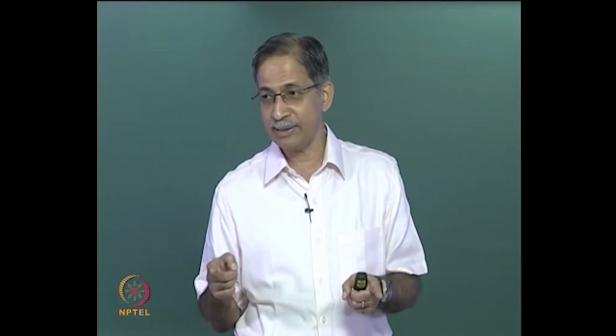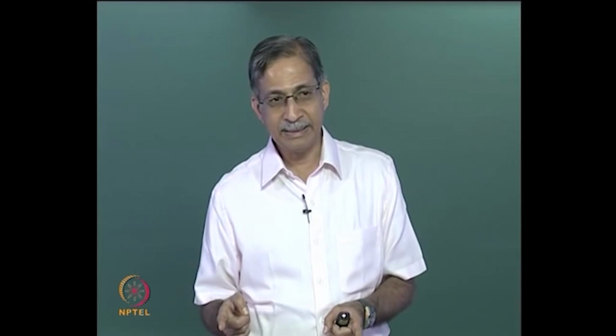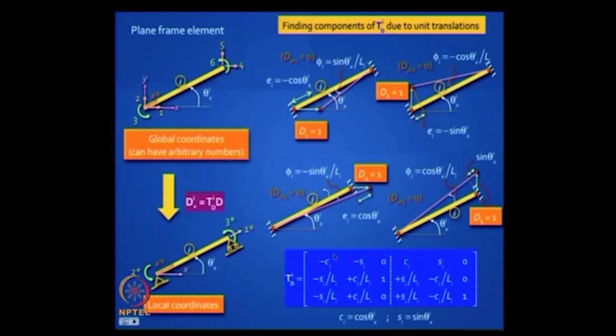From first principles you can generate this. Alternatively, you can use a force approach and generate this and find the TD transpose. Did you understand what we did, the first column? Yes? This corresponds to the first degree, the axial degree. These two correspond to the rotational degrees. So if you have a chord rotation, sin theta by L, clockwise, you will get equivalent flexural rotations minus S by L. Is it clear?